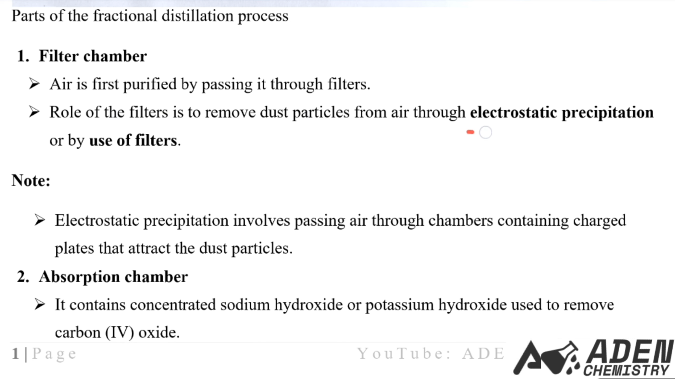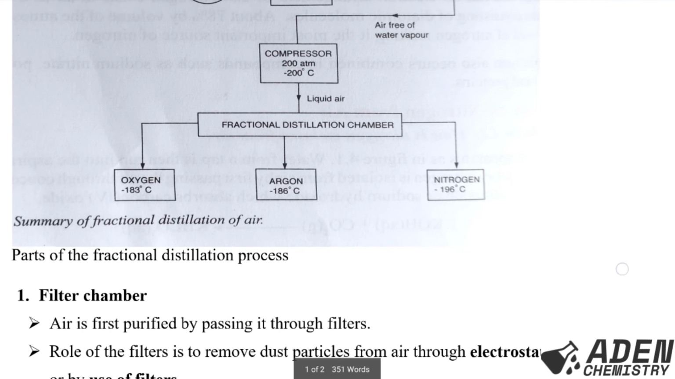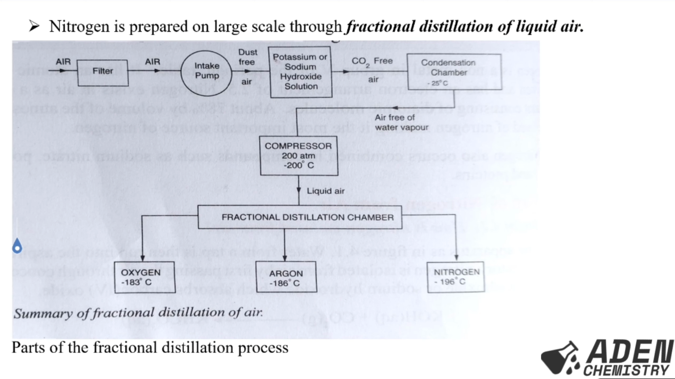So what is electrostatic precipitation? It is the process of removing dust particles from the air by the use of air filters. Note that electrostatic precipitation involves passing air through chambers containing jagged plates that attract the dust particles. The part we are talking about is here: air is first purified by passing it through filters, and the role of these filters is to remove dust particles. So we are done with the first chamber of the fractional distillation process.